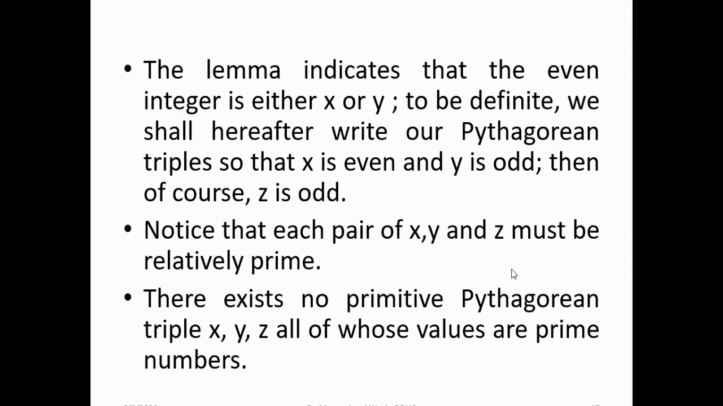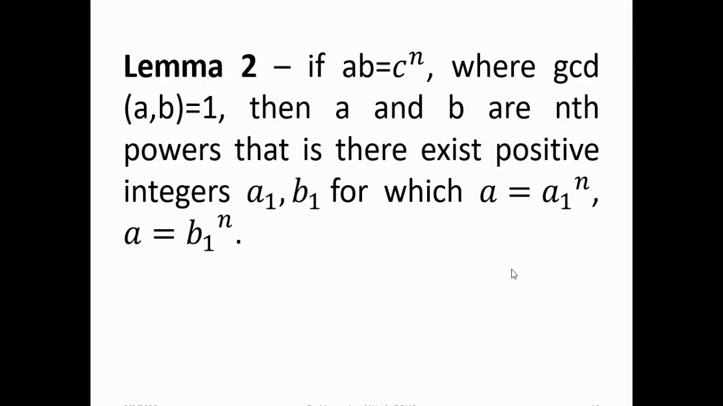This lemma indicates that the even integer is either x or y. To be definite, we shall hereafter write our Pythagorean triple so that x is even and y is odd. Then of course z is odd. Notice that each pair of x, y and z must be relatively prime. There exists no primitive Pythagorean triple x, y, z, all of whose values are prime numbers. So these are the points to be noted.